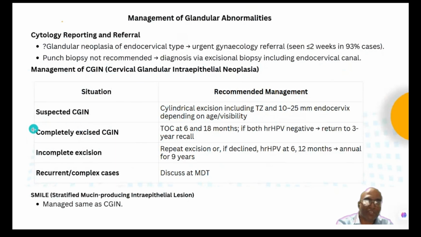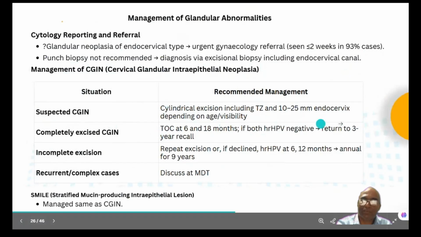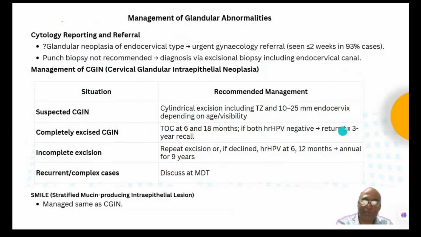Now, what if you have completely excised? What is the follow-up of CGIN? You will do the test of cure at 6 months and 18 months. If both are negative, she will come for the routine 3-year recall, not the routine recall. It is a 3-year recall. This also we have seen.